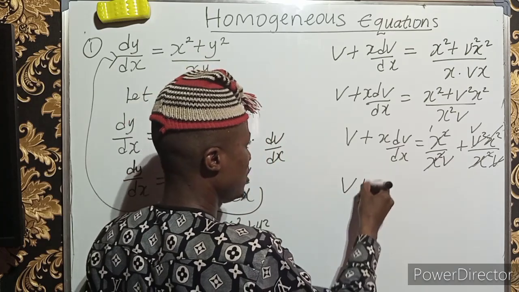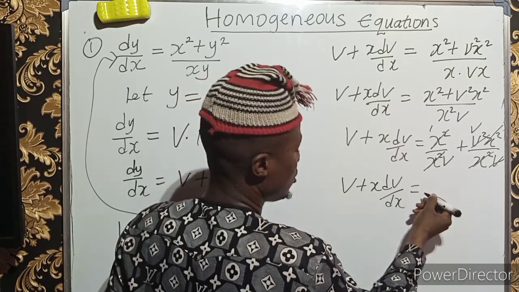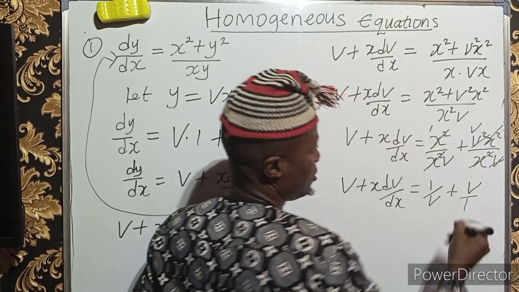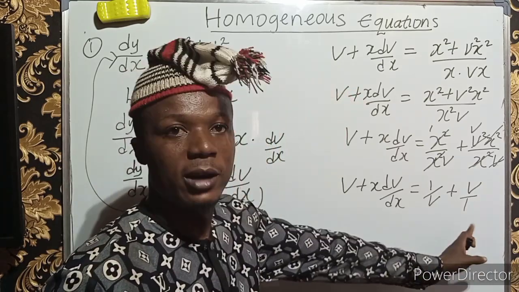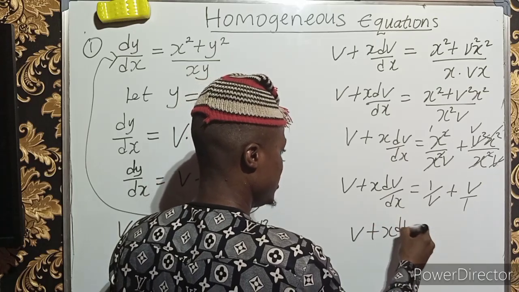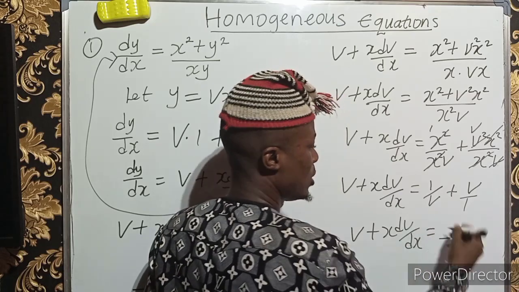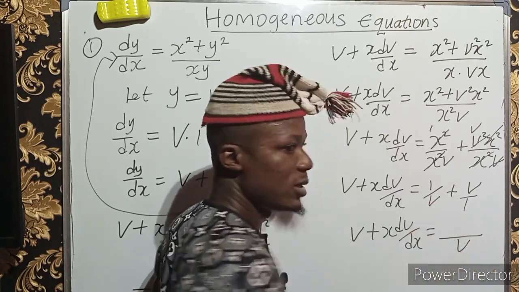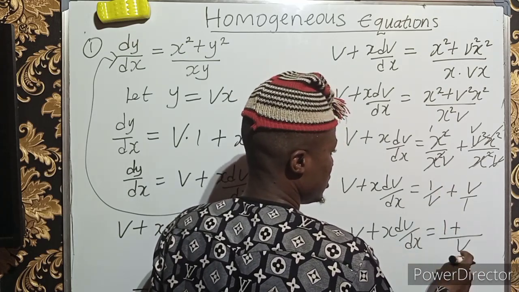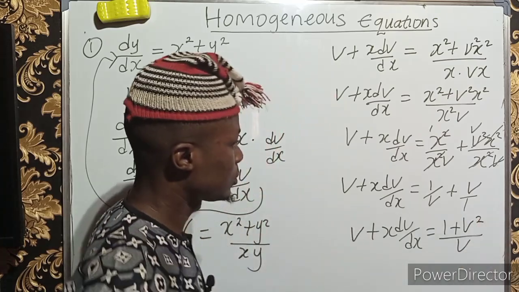Hence, we shall have v plus x dv over dx equals 1 over v plus v. I can call it v over 1. So I will simplify the right hand side. I will now have that v plus x dv dx equals, the LCM of v and 1 is just v. v divided by v is 1. 1 times 1 is 1, plus 1 divided by v is v. v times v is v squared.